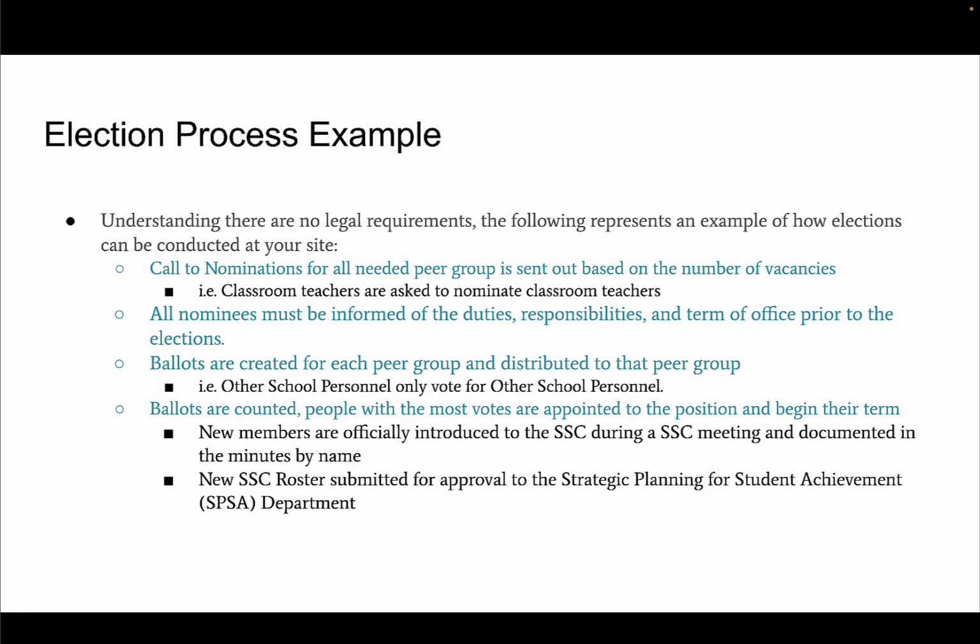And then you also have to provide a description of the duties, responsibilities, and the term with the nominee process. You send that out, you collect some names for each of those groups. And then once you have the nominees, you send out ballots for each group and distribute only to that group. So I can't stress enough, classroom teachers only vote for classroom teachers. Parents/community members only vote for parent/community members, and students only vote for students.